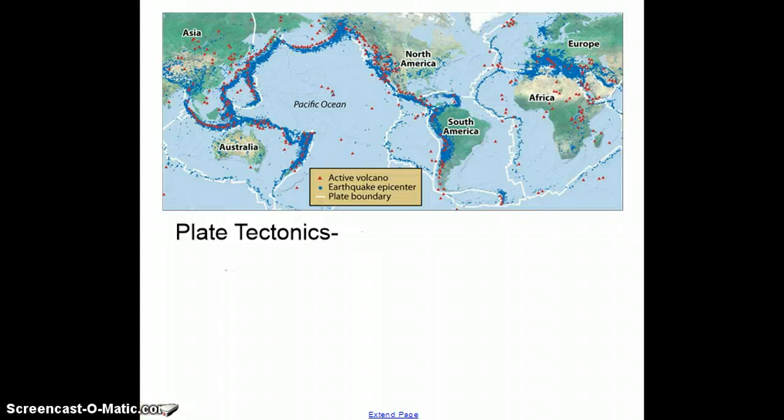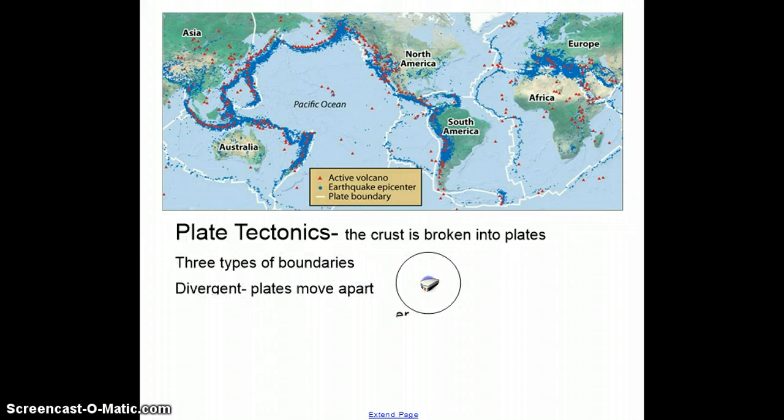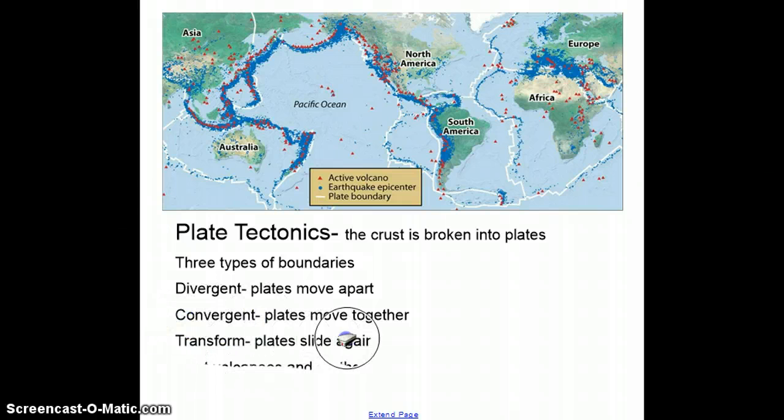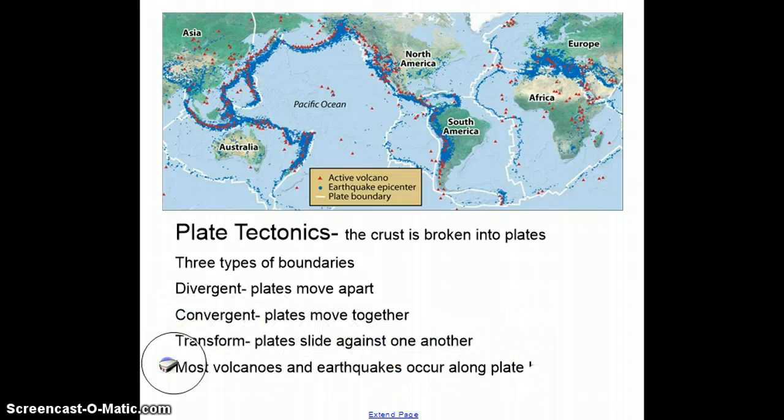To summarize our discussion on plate tectonics, just a reminder: plate tectonics means that the crust is broken into sections known as plates. These plates can be found to form three different types of boundaries. We can see divergent, convergent, transform. And the key thing to realize with these different boundaries is that they show a great relationship of where most volcanoes and earthquakes occur.